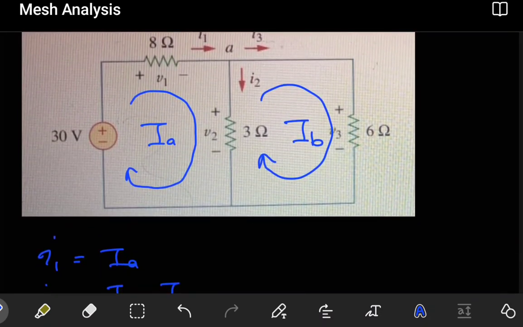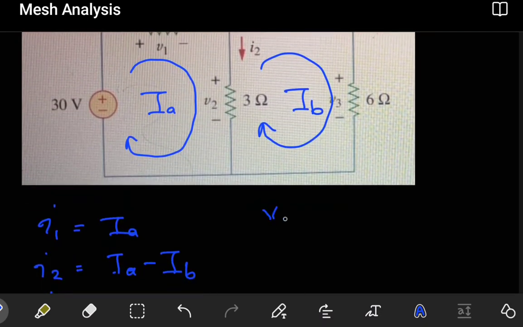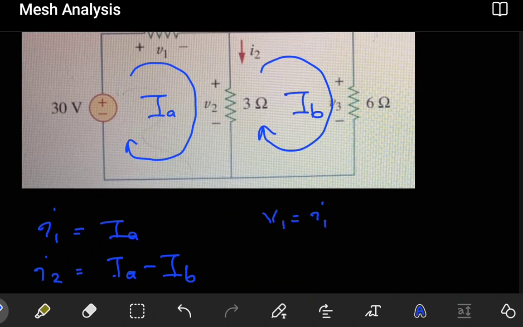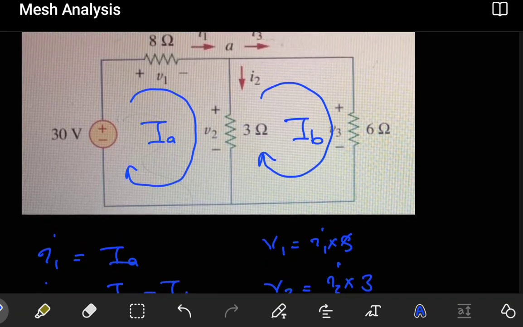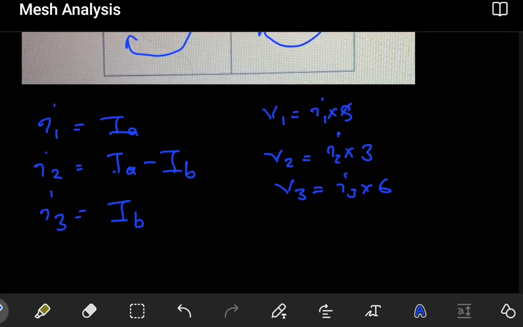And then when it comes to the voltages, we'll use the same concepts. V1 will be equal to I1 multiplying 8 ohms, and then V2 will be equal to I2 multiplying 3 ohms, and finally V3 will be equal to I3 multiplying 6 ohms. So all I would do is get the currents I1, I2, I3 for you, and then you easily work out the voltages.